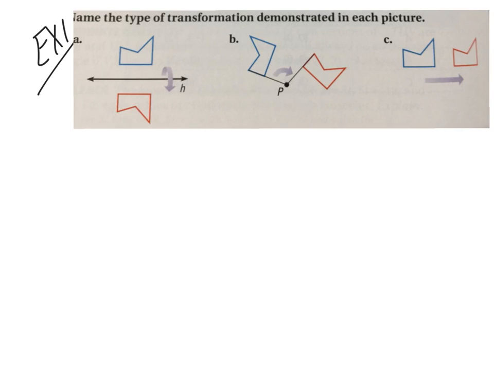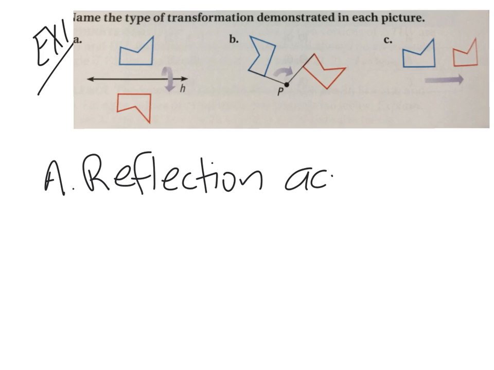Name the type of transformation demonstrated in each picture. For A, what do you notice? Remember, the blue figure is always your original figure, and the red figure is the new image. So what happens between the blue and the red figure for A? Reflection, be more specific. Reflection across the x-axis or a horizontal line, you could say, either way. Since this one's not specifically on a coordinate plane, you could say across a horizontal line.